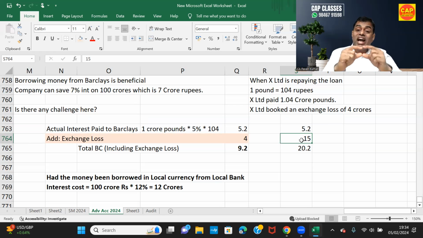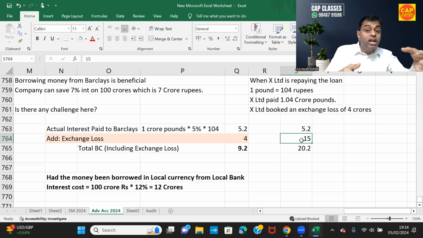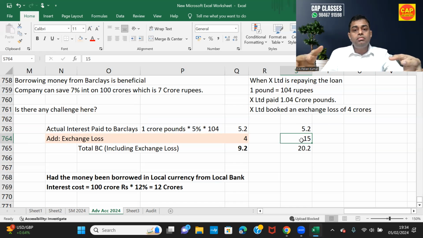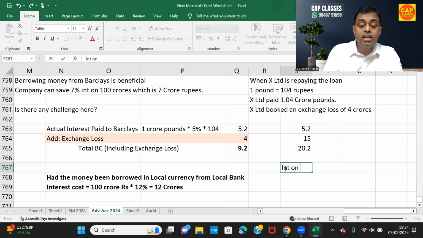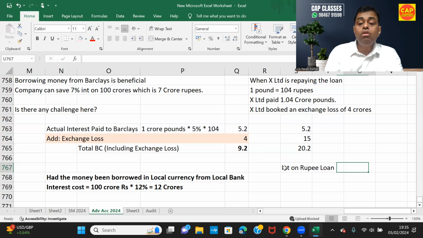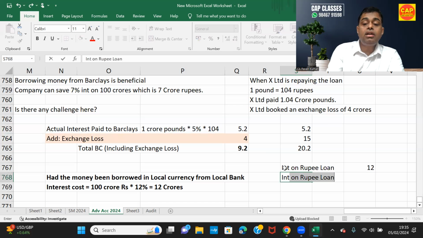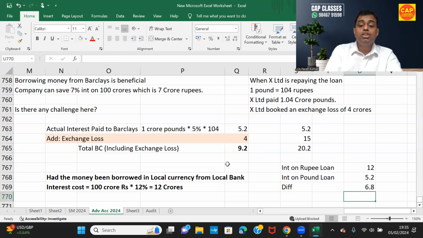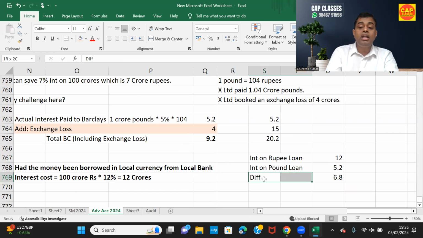Exchange loss to the extent of the difference between interest on foreign currency loan and interest on local currency loan. The difference, to that extent, I will allow you. What is the difference? Interest on rupee loan could have been 12. Interest on pound loan is 5.2. Difference is this minus this. So, to the extent of 6.8 crores, if you say, Pavan sir, I lost exchange loss.